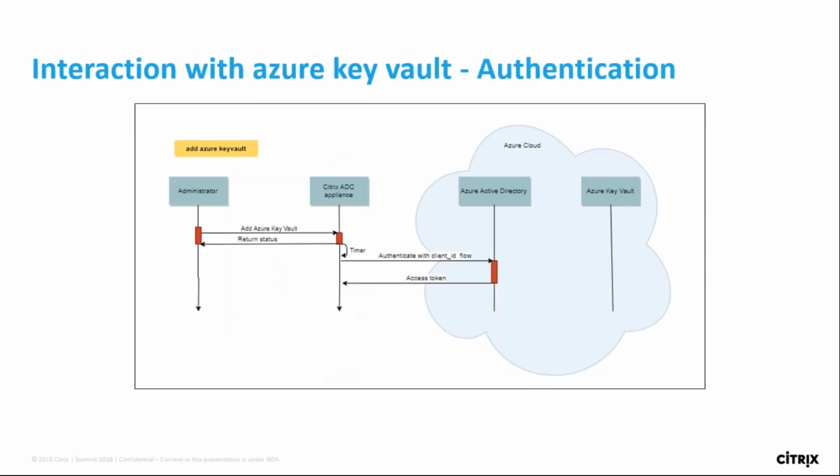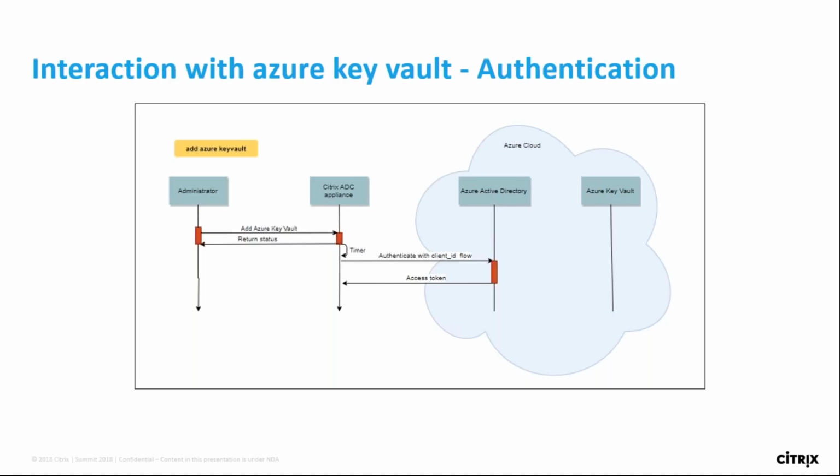So let's see how exactly communication happens from ADC to the Azure Key Vault. First of all, before doing the SSL handshake, you need an access token from the Azure directory, and we call it an authentication process. So this flow talks about how the authentication workflow looks like.